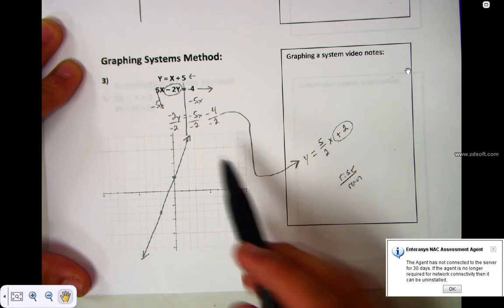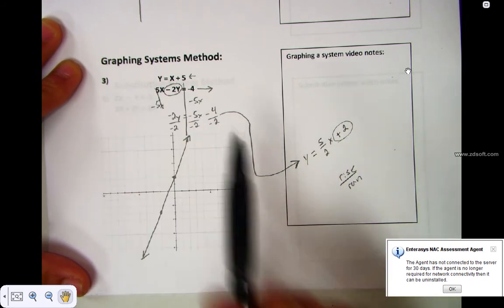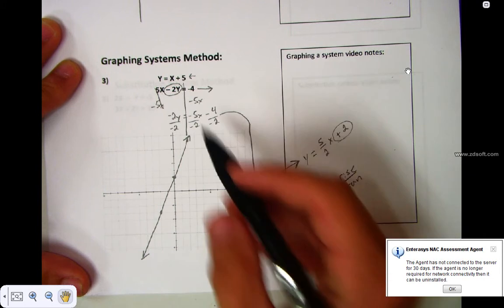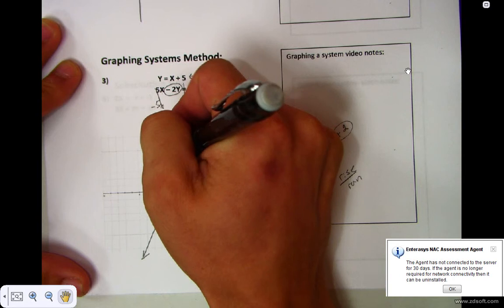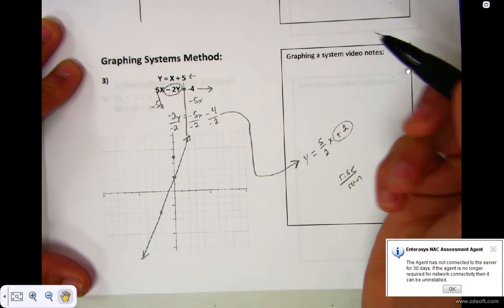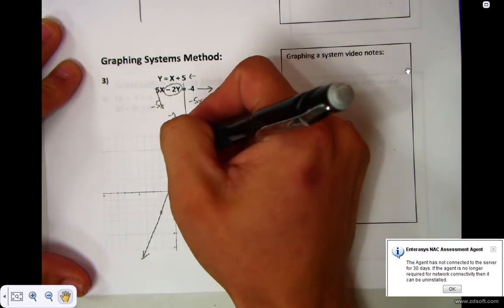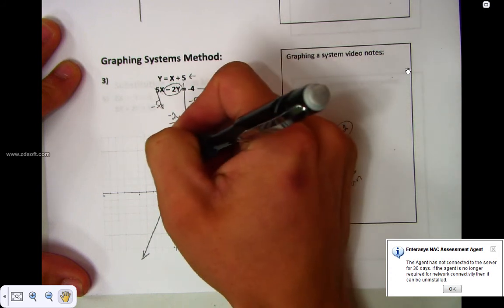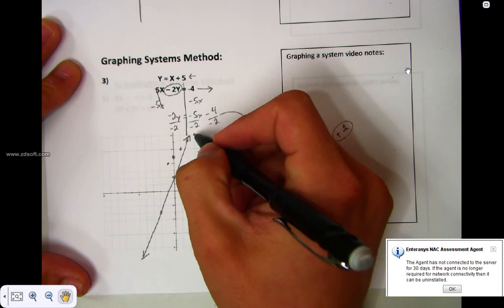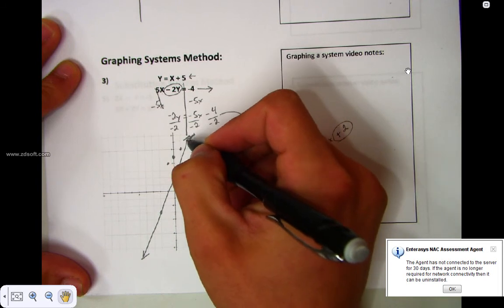Okay, so here's y equals x plus 5. Let's graph this one. So we start at positive 5 right here. And we're going up 1 over 1, up 1 over 1, up 1 over 1, and so on. Right? So you can see all these are in a line. You can see that's my intersection point right there.